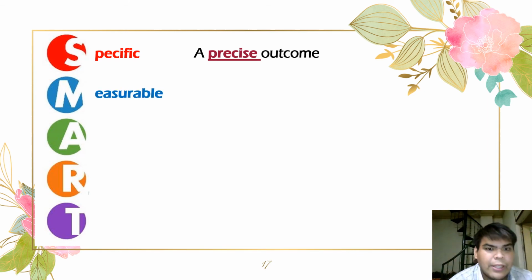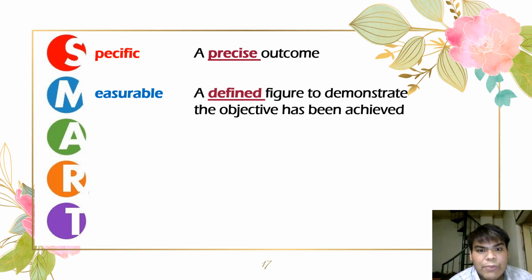Measurable. It is a defined figure to demonstrate the objective has been achieved. Paano mo malalaman, no, na ano yung measurement mo? Paano mo masasabing quota? Kailangan makakota tayo. Ano yung figura, no? Para masabing quota na tayo sa sales. Medyo nag-focus ako sa sales, no? Kasi yun yung best example. Measurable. Kailangan maka 10 million quota tayo, maka-sell tayo ng 10 million worth of sales of condominium units.